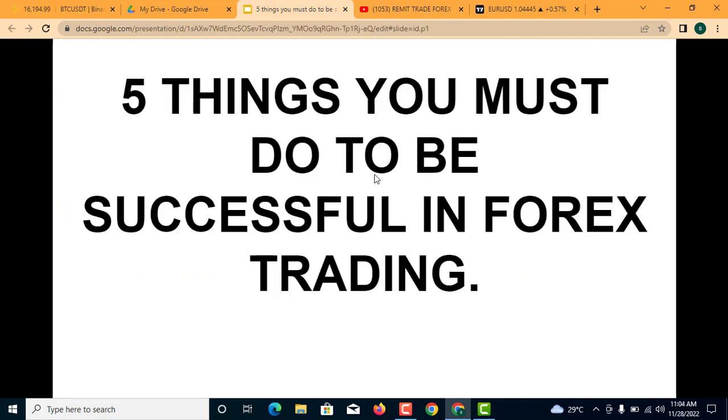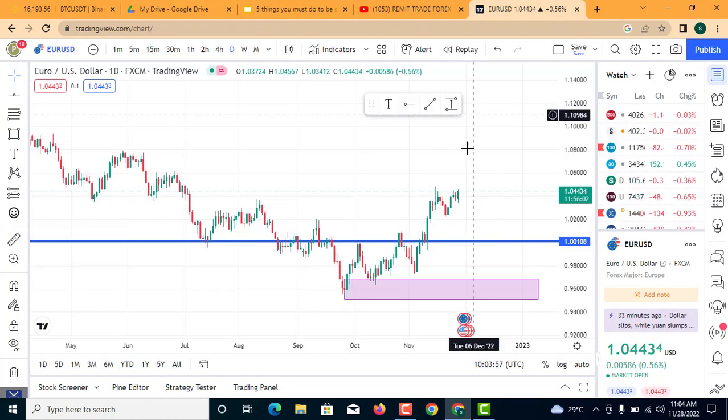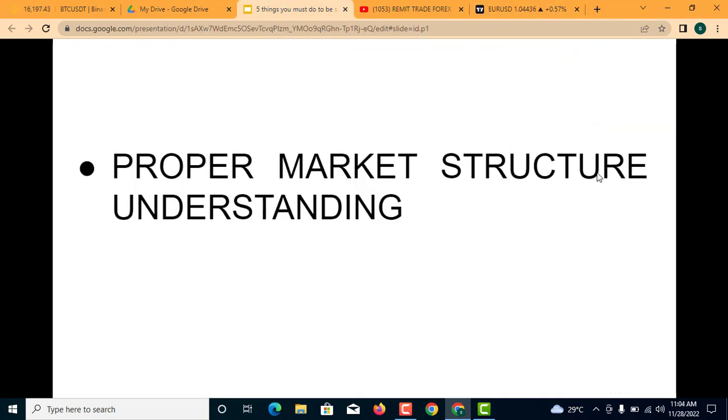These are the 5 things that you must do to be successful in Forex trading. You know that Forex trading sometimes can be very tricky and very frustrating when you are not doing the right thing. But if you are doing the right thing, you will find it very easy. So the number 1 thing here is proper market structure understanding.